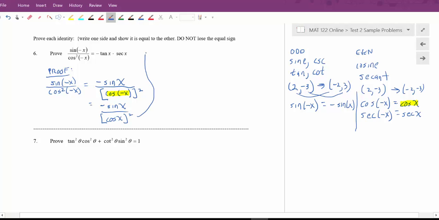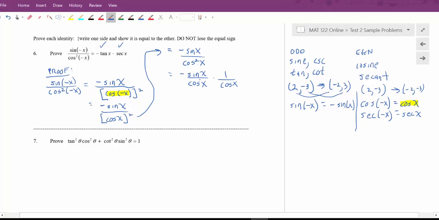Now keep writing your equal signs. Draw a little arrow to show where you're going if you need more room on your paper. So I'm going to write this as negative sine x over cosine squared x. We're trying to prove that it's tangent secant, so the best way to show this is to break this up into two parts: sine over cosine x times 1 over cosine x.